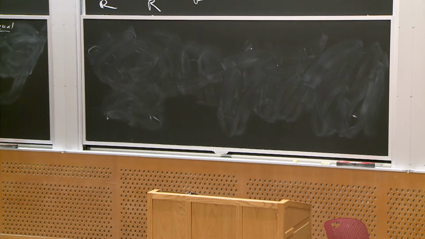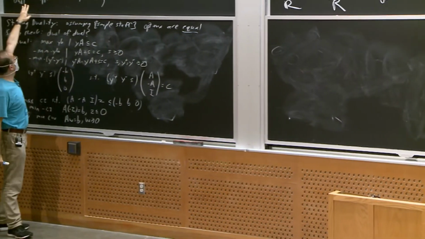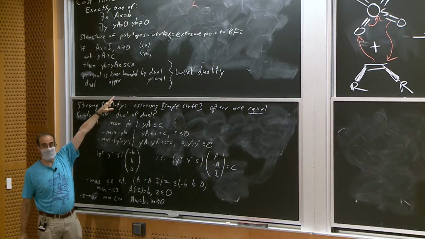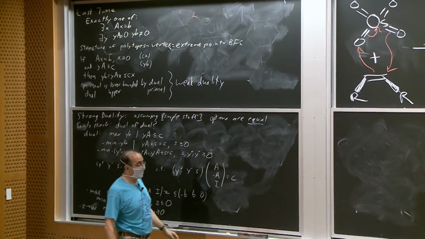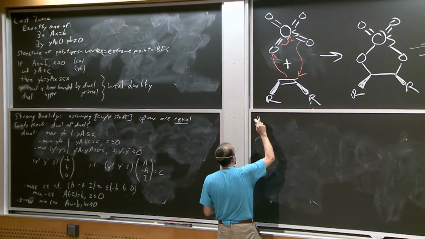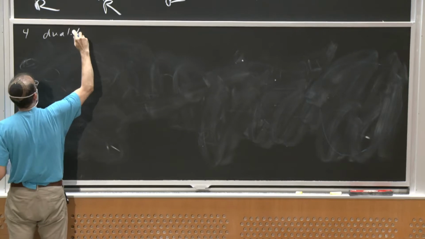Now let me come back to weak duality for a minute. We said that the dual is always upper bounded by the primal. Let's unpack that a little bit. There are 4 possible duality situations.